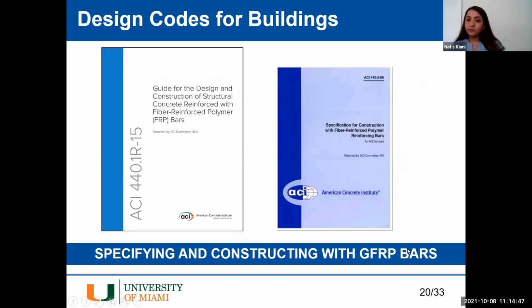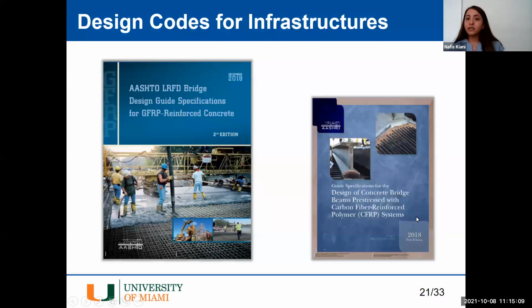In the case of the design of buildings and structures, the ACI 440 committee provides a guide for concrete structures using FRP bars, which is very similar to the ACI 318 that we use for designing concrete members with steel reinforcement. And in the case of infrastructure and bridges, we have AASHTO LRFD GFRP, and the latest version of this specification is the second edition. Any civil engineer can use this for designing bridges and infrastructure.